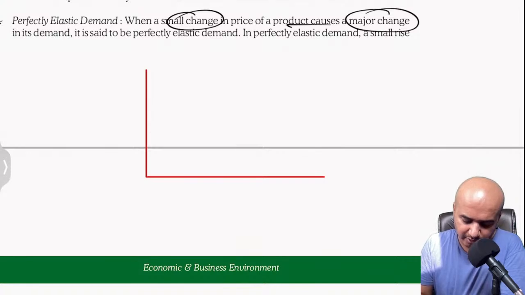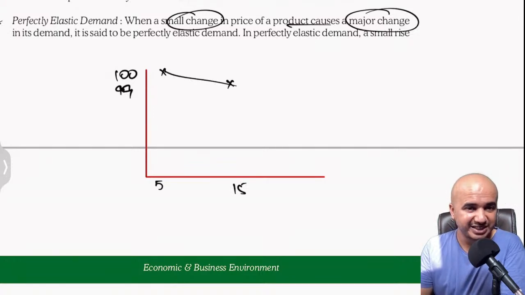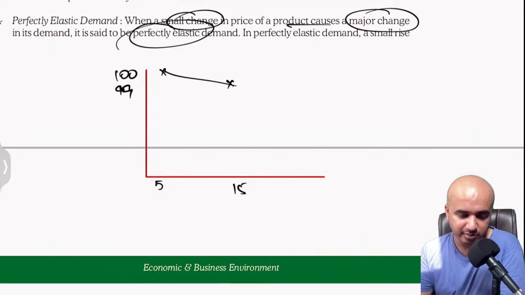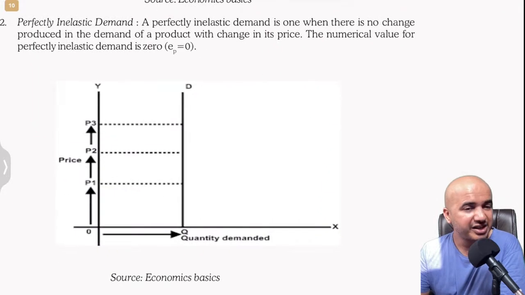When a small change in price of a product, let's say the price of the product comes from 100 to 99, then a major change in its demand. So at 100 we are consuming, let's say 5 units, but when it comes to 99, people are ready to consume 15 units. Small change but drastic change in demand. So that is said to be perfectly elastic demand. Okay, so they have given some similar example. Perfectly inelastic demand.